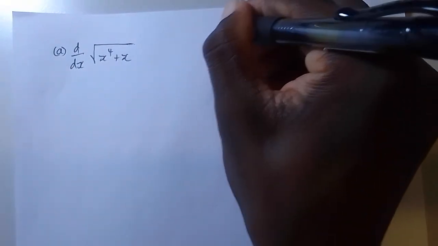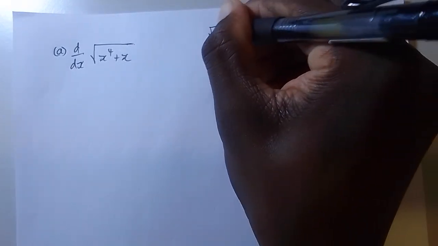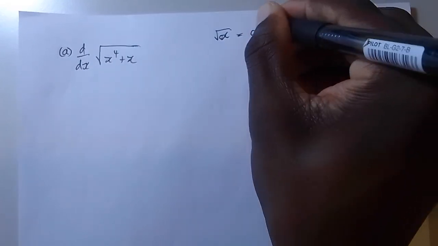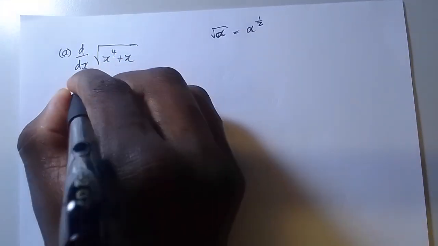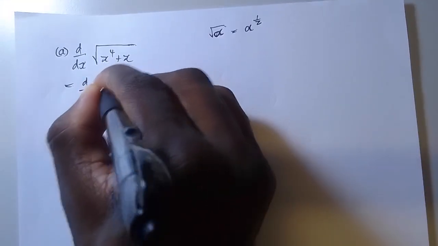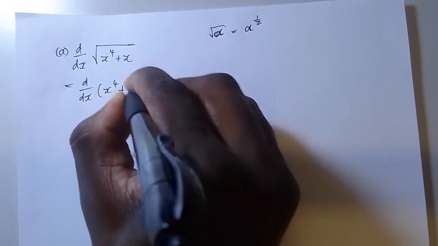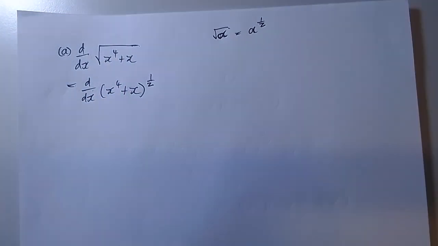Okay, so differentiating this, you'd have to change the square root first. You have to remember that the square root of a is actually a to the power of 1 over 2, right? So the square root of a is the same as a to the power of 1 over 2. We'll apply that here. So if we apply that here, we have to find the derivative of x to the fourth plus x, all to the power of 1 over 2, right?